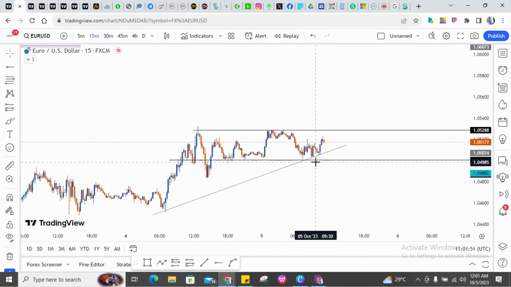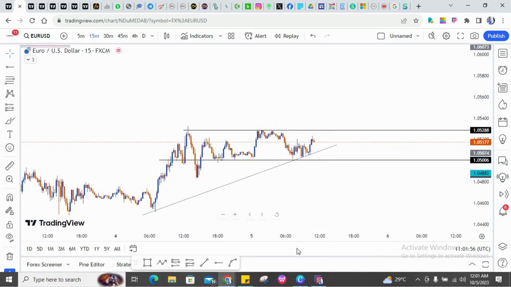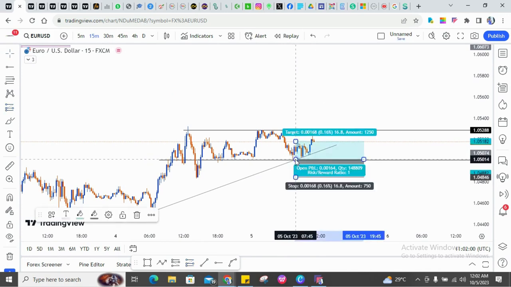So immediately price got to this support around here, I placed a buy. So this was what I did. I placed a buy from here.